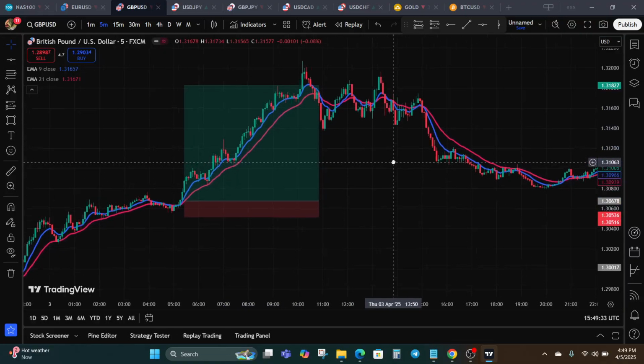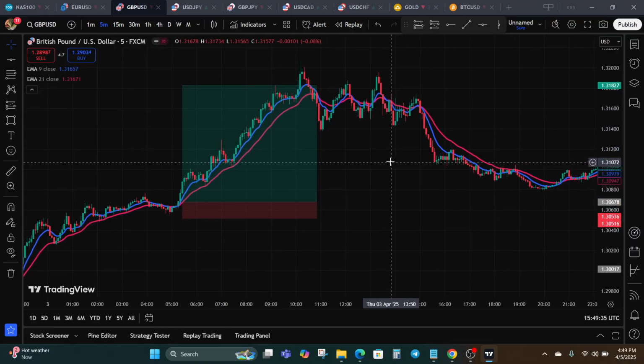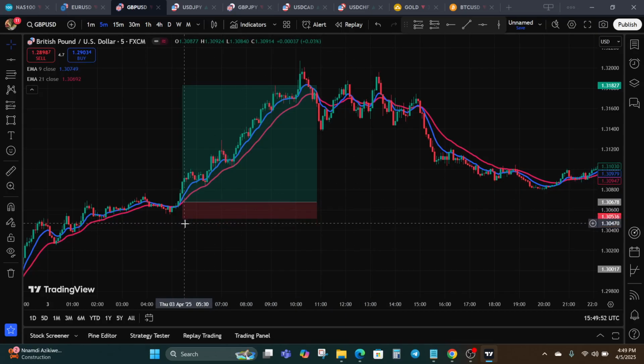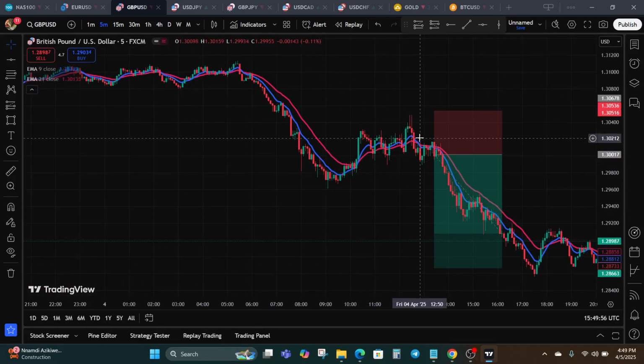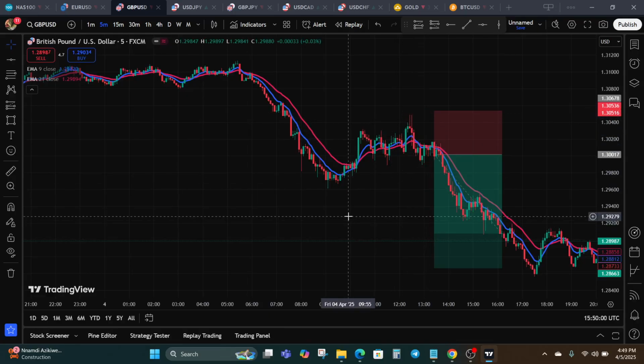Now I've got a couple of tips to help you avoid common mistakes and maximize the effectiveness of this strategy. First of all, ensure that you use stop losses. Even though this is a fast-paced strategy, never trade without a stop loss. Set it just below the recent swing low for a buy trade, or above the recent swing high for a sell trade, in order to manage your risk.